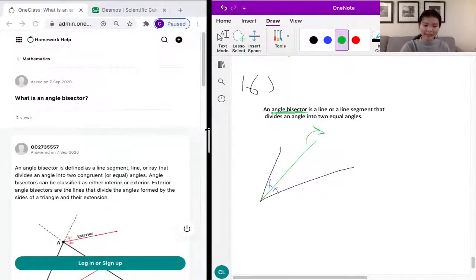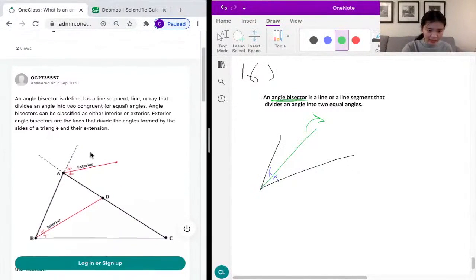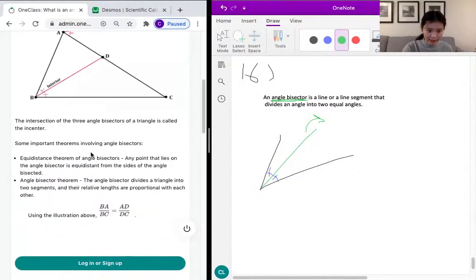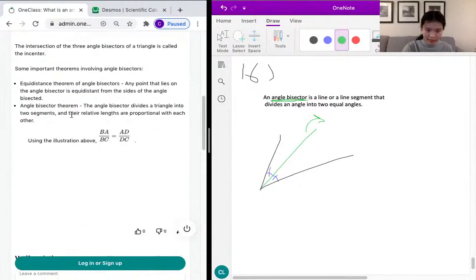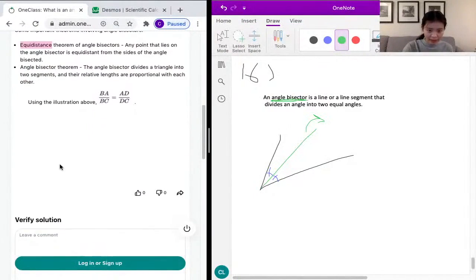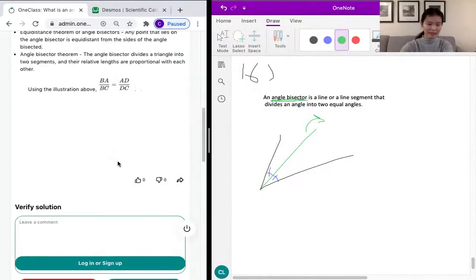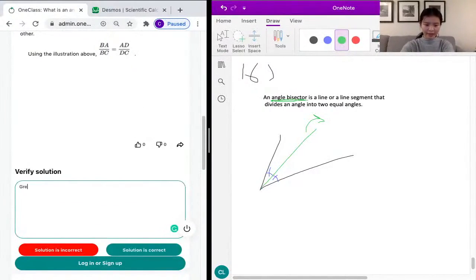an angle bisector is. Okay, now let's look at the sample solution over here. Again, they had similar explanations, and they also stated some angle bisector theorem and equidistance theorem, which is quite obvious in my opinion, but you can look those up if you would like. I think the question only asked about angle bisectors. So yeah, that's what I explained. And let's just say great job.